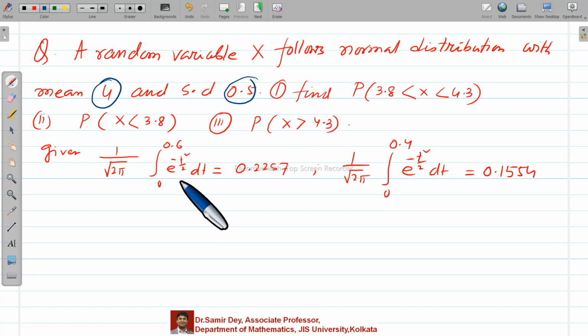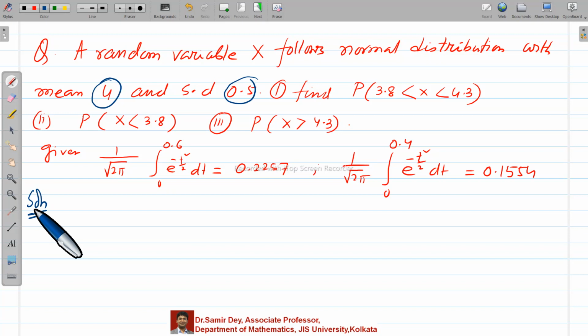The most important part here is the information. Without information we can't solve the problem. So here the most important part, the information, is given: 0 to 0.6, the standard normal probability value is 0.2257, and 0 to 0.4 the value is 0.1554. So this is one type of problem. Another type of problem, you can see, is where this 0 is replaced by minus infinity. I'll solve another problem. Now try to understand how to solve this problem.